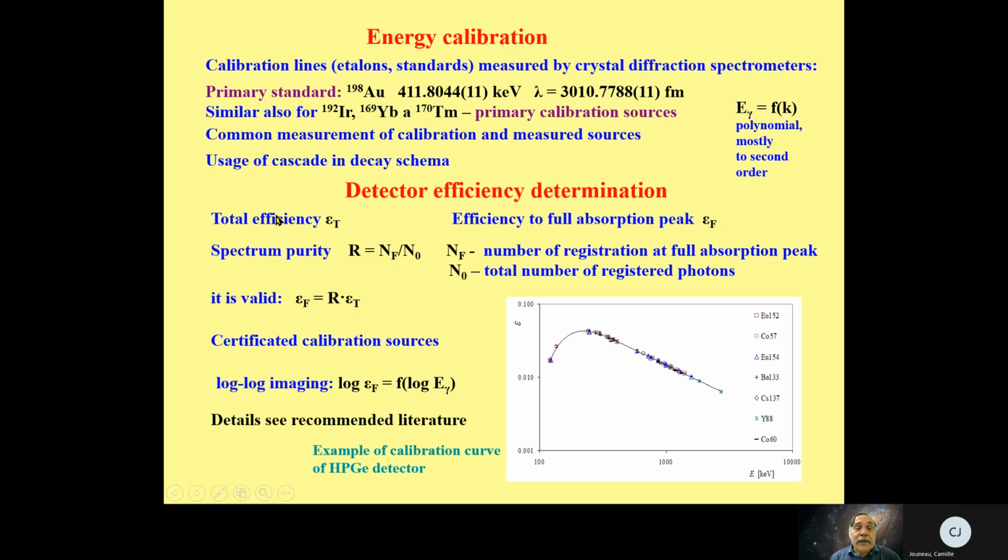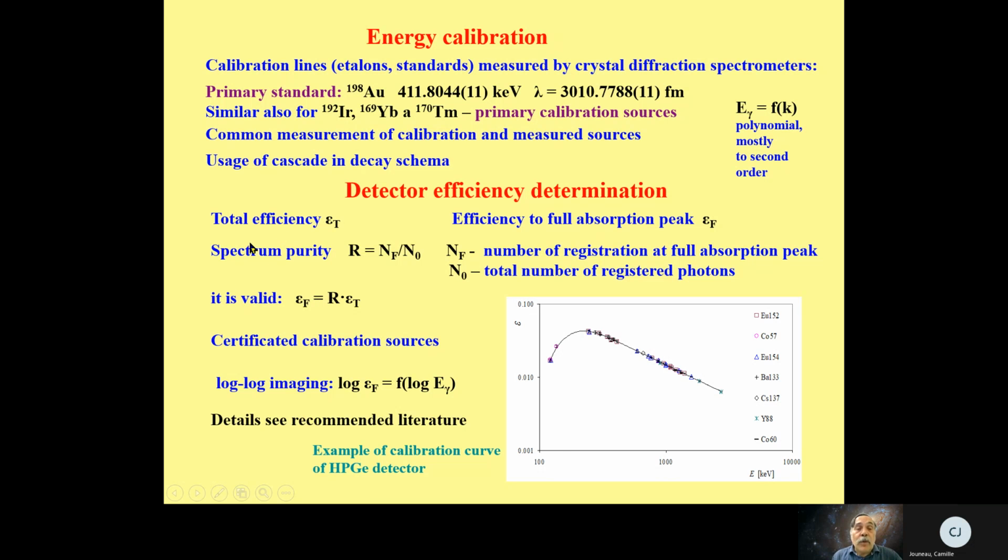And second, it's the total efficiency. The photopeak efficiency is the probability that this gamma will be possible to see in the spectra in the full absorption peak. For total efficiency, this is the probability that this gamma will be detected in any position of the spectra. That means also in the Compton continuum, in any part of this response function.